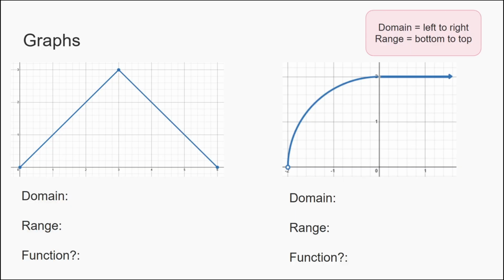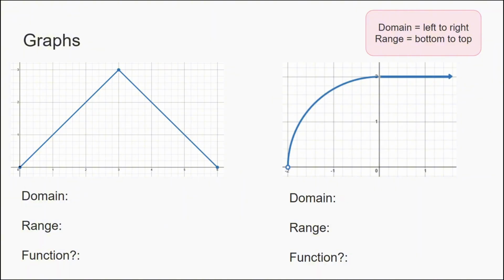Now, looking at some graphs, domain is going to be left to right, and range is going to be bottom to top. So let's get started. On this side, we have domain from 0 to 6. As you can see, we're going left to right, our most left point and our most right point. So that's going to be 0 to 6.